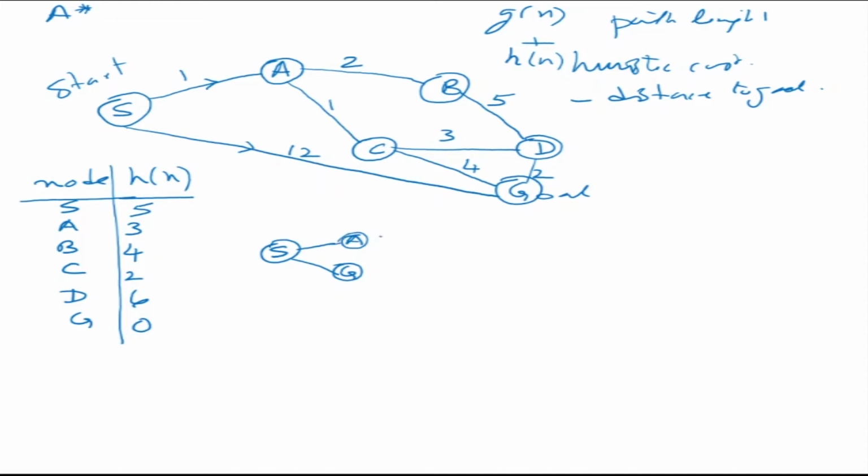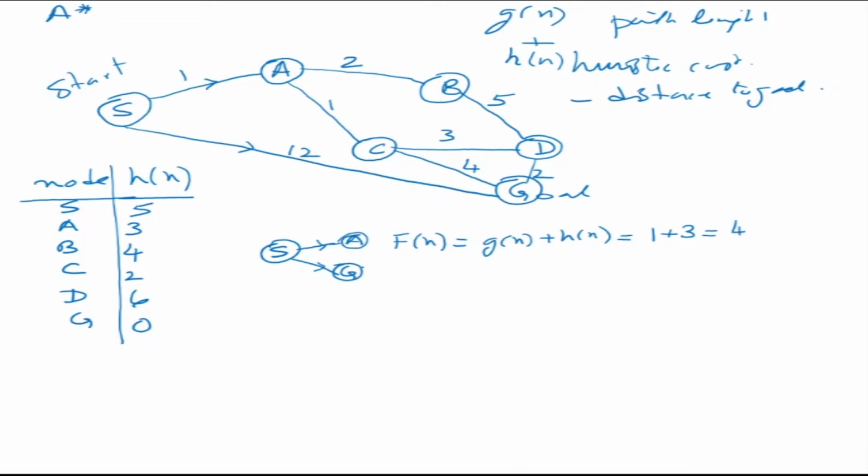So from S I go to A, and at A basically what we are doing is we are evaluating the function Fn is equal to Gn plus Hn. So this is Gn plus Hn. And so from S to A, what is the length of the path? It is 1, plus what is the cost associated with A? The cost associated with state A is 3. So this is 4.